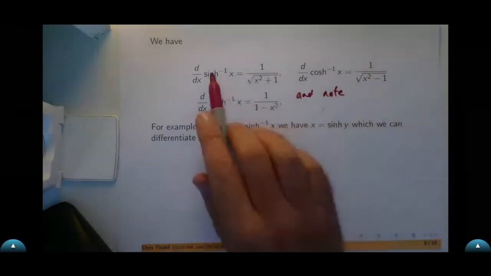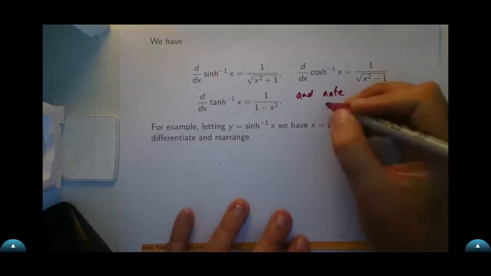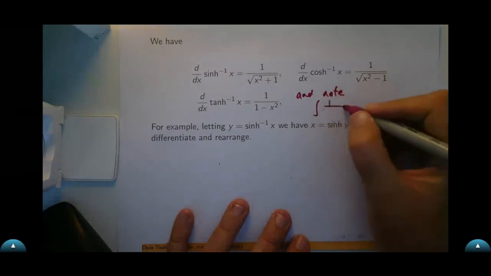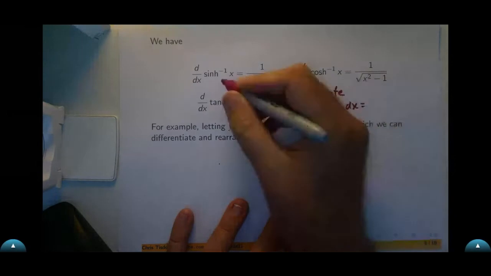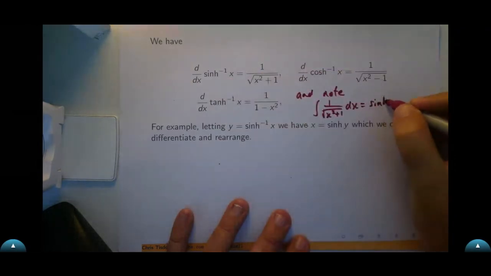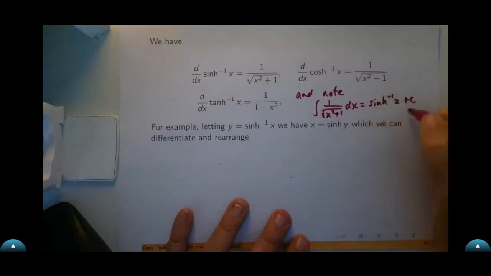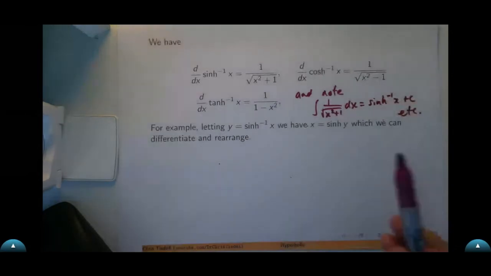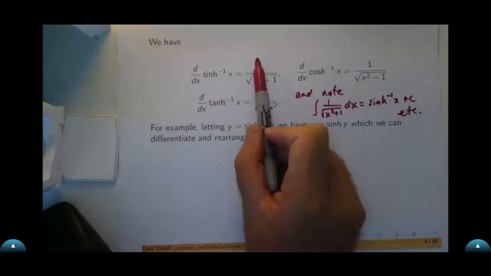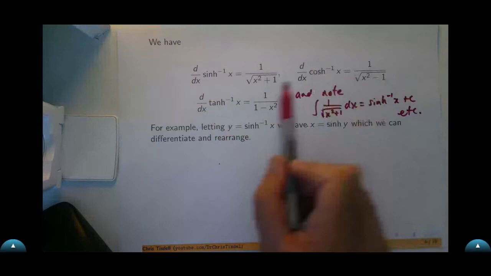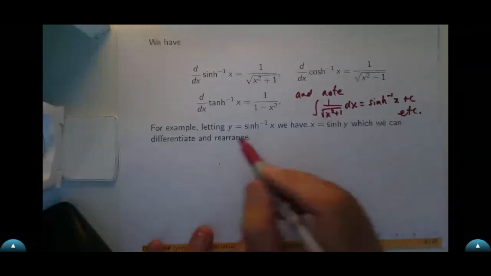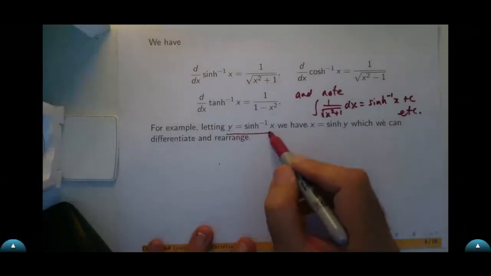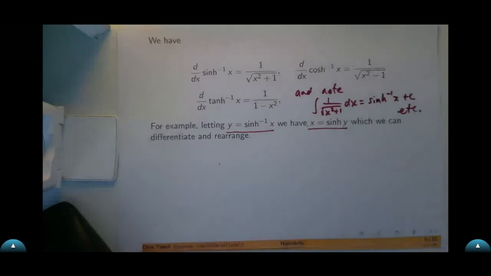Before we get to that, if this is true, then if you integrate something like this, you're going to get these ones on the left. Okay, so if you know this is true, then you integrate this to get this. Same with this, same with this. Okay, so where do these come from? Well, let's use some implicit differentiation.